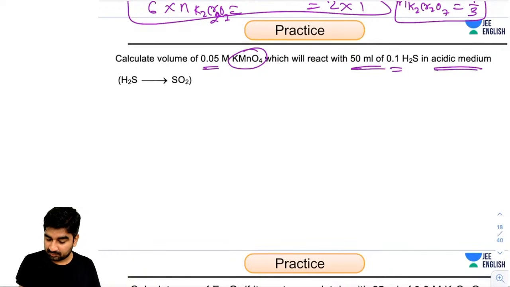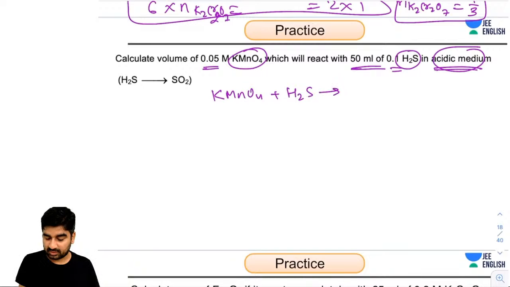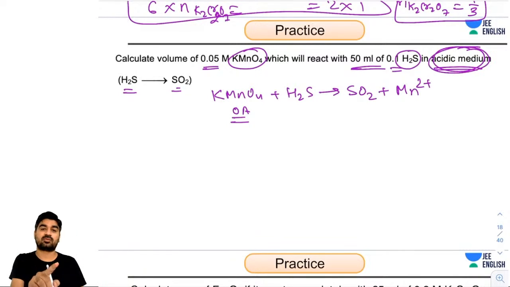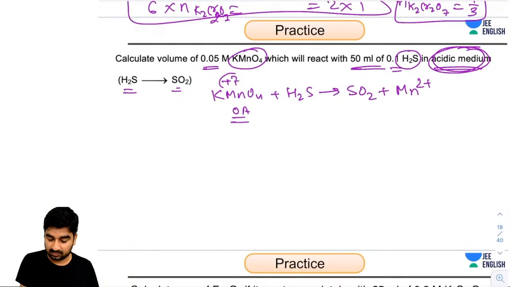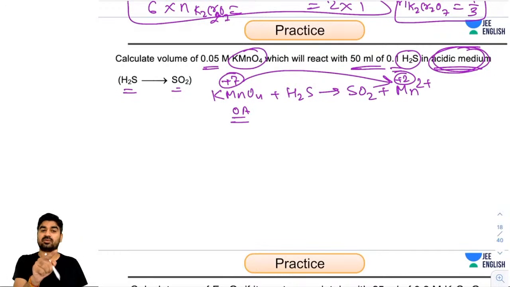Now KMnO4 will react with H2S in acidic medium. So guys, I know that KMnO4, when it reacts with H2S, is the oxidizing agent. H2S is being converted into SO2, and because it is acidic medium, KMnO4 will go from +7 to +2. So the n factor of KMnO4 will be 5.